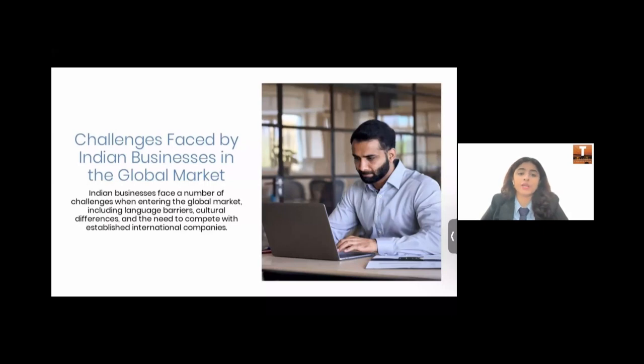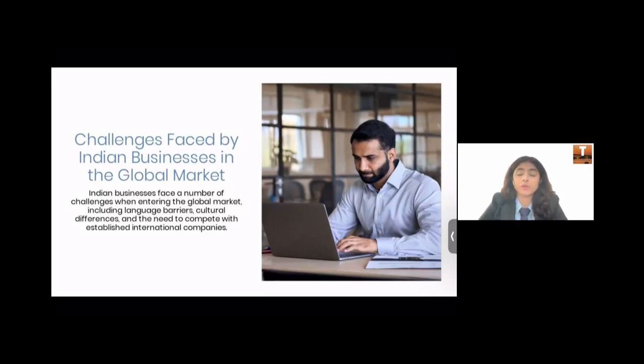Third would be regulatory and legal complexity. Compliance with international regulations: by expanding into the global market, Indian businesses must navigate complex international trade regulations, customs procedures, and compliance requirements. Understanding and adhering to these regulations can be very time consuming and costly.